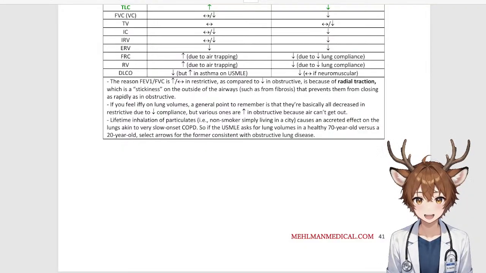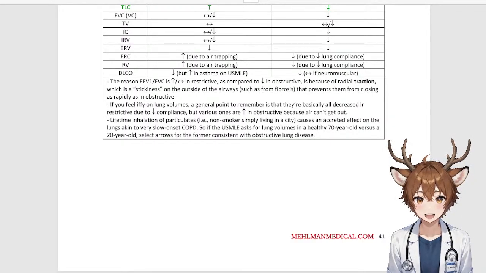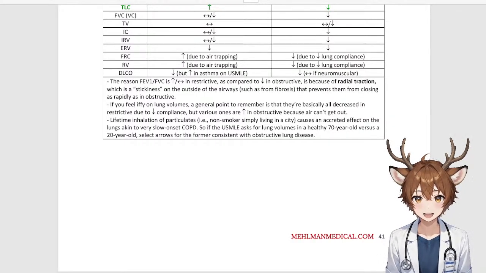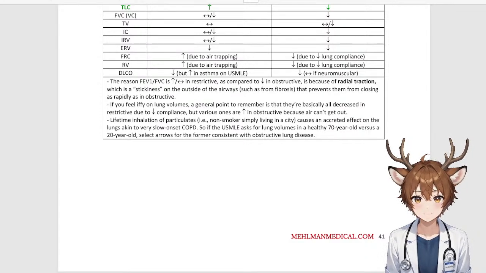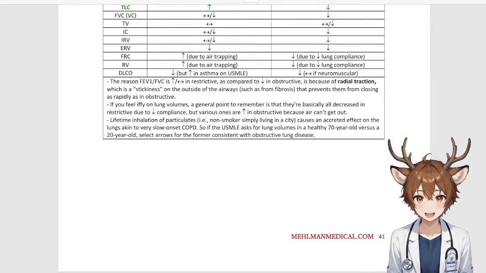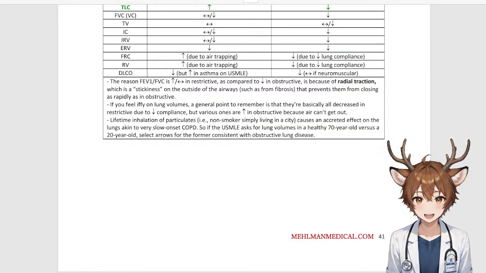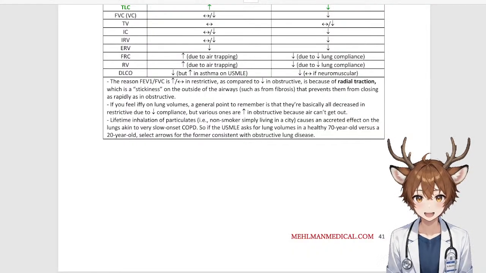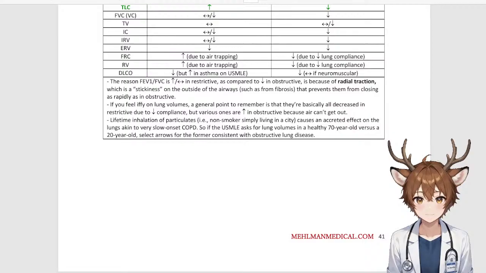The reason why FEV1/FVC is increased or the same in restrictive as compared to a decrease in obstructive is because of the radial traction, which is a stickiness on the outside of the airways, such as from fibrosis, that prevents them from closing as rapidly as in obstructive. If you feel iffy on lung volumes, a general point to remember is that they're basically all decreased in restrictive due to the decrease in compliance, but various ones are increased in obstructive because the air cannot get out.